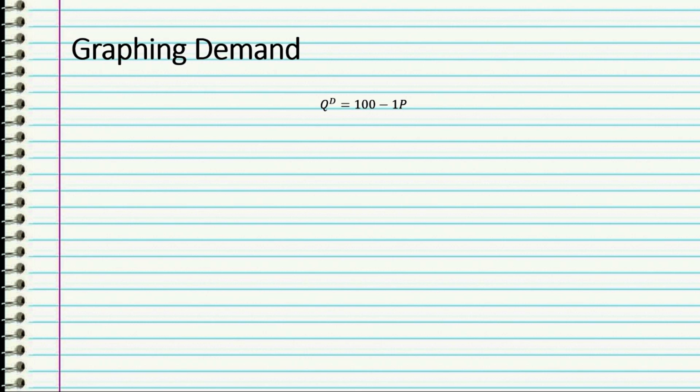And to get started with graphing, we're going to create a table substituting in values of P and calculating what the quantity demanded will be. So let's start the table. Let's substitute in first a value of 0 for P, and when we calculate, we see that if P is 0, Q is equal to 100. So then we substitute in another value of P and repeat the calculations, and so on.